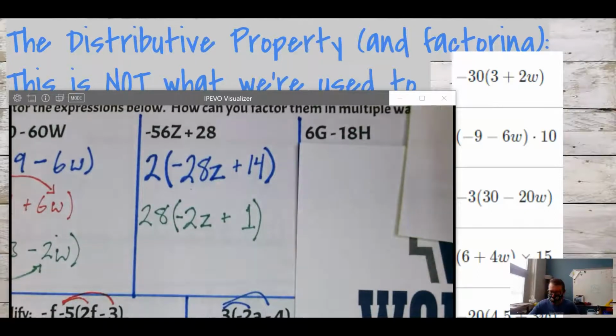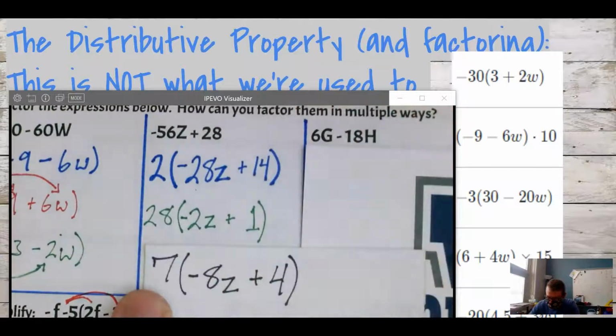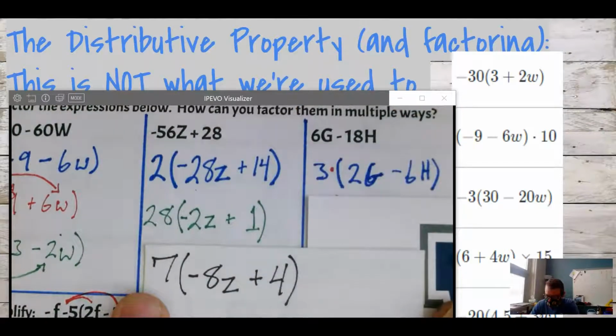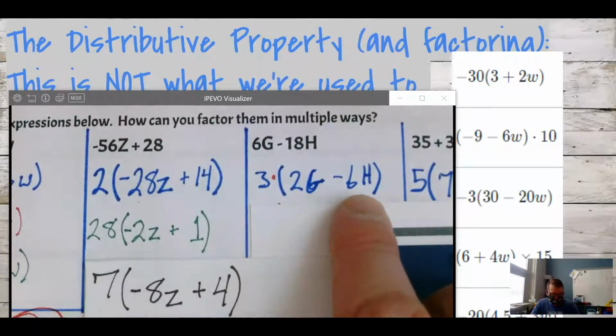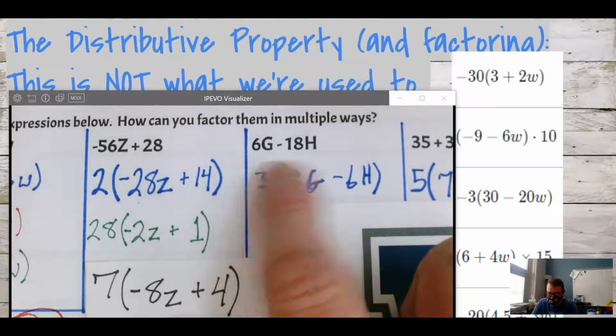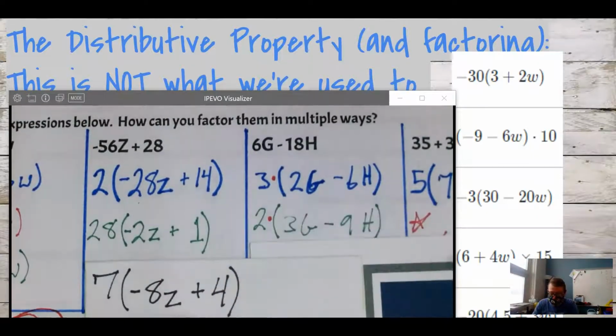Miriam, in 6g minus 18h. Ooh, you factored out 3. So you got the result of 2g minus 6h. Madeline, you got another one? Can you think of another one for 6 and 18? 2. Sure, 2 works.